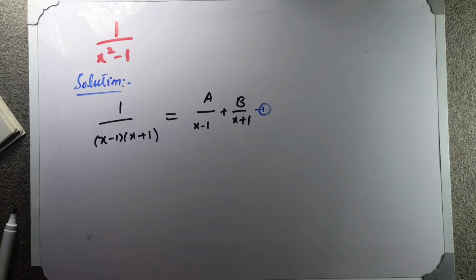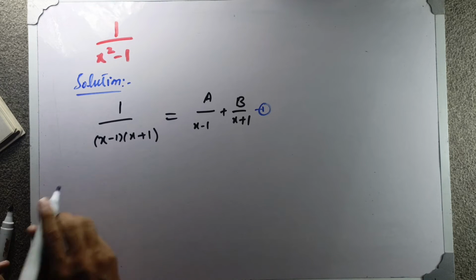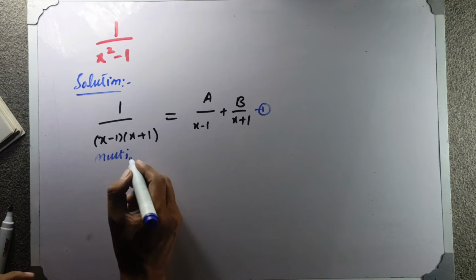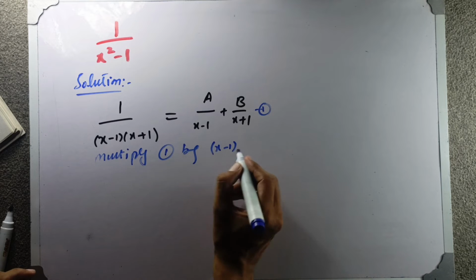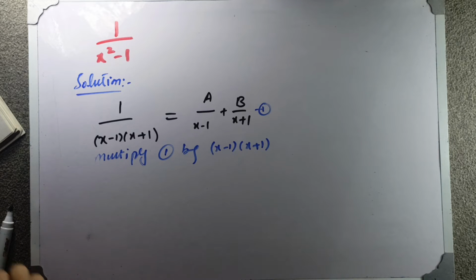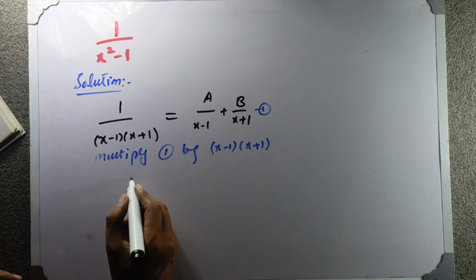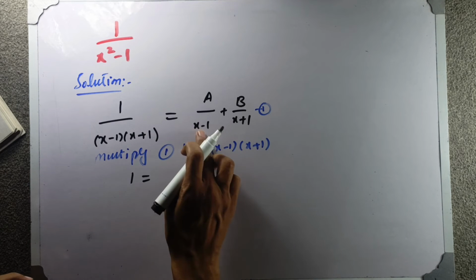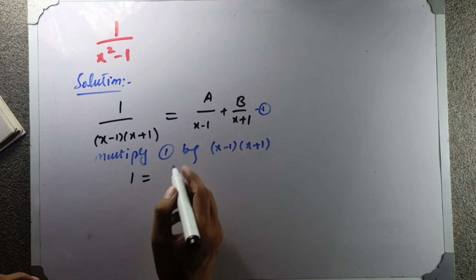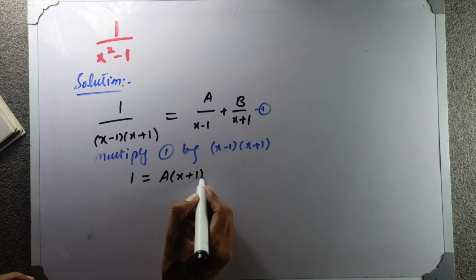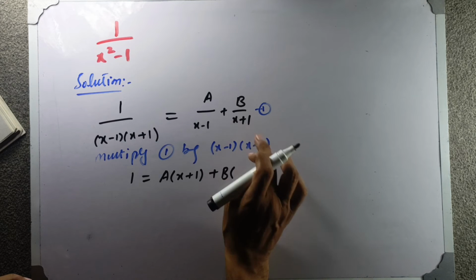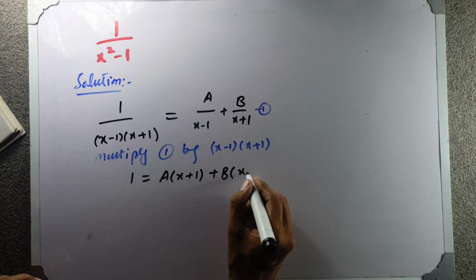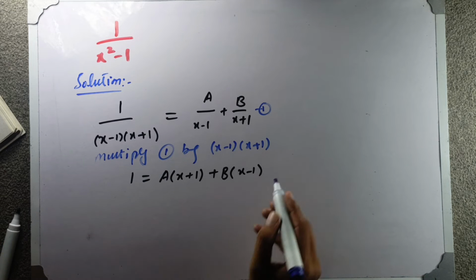Now to simplify this, we are going to multiply equation 1 by x minus 1 and x plus 1. So by multiplying by x minus 1 and x plus 1, 1 is equal to a into x plus 1, since x minus 1 cancels, plus b into x minus 1, since x plus 1 cancels. This is equation number 2.